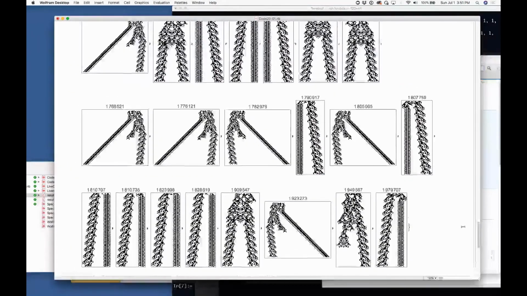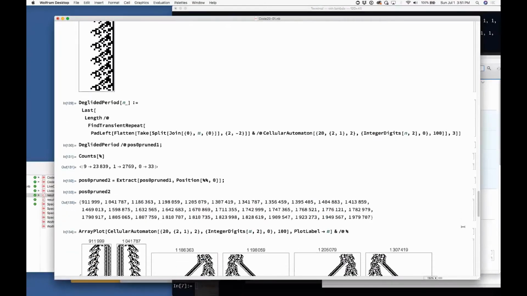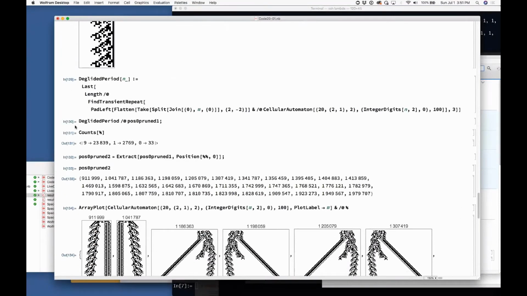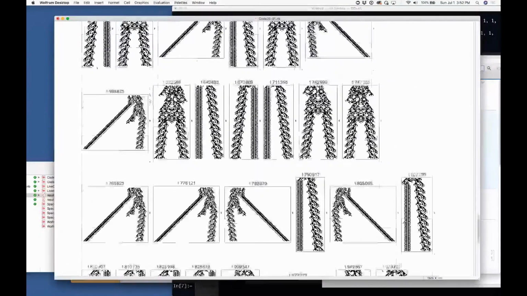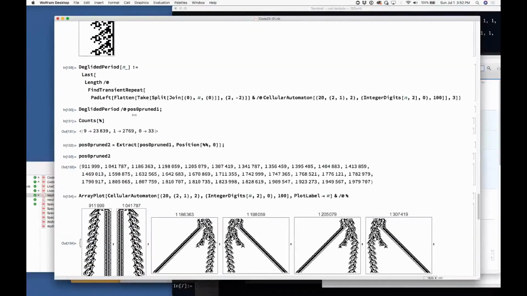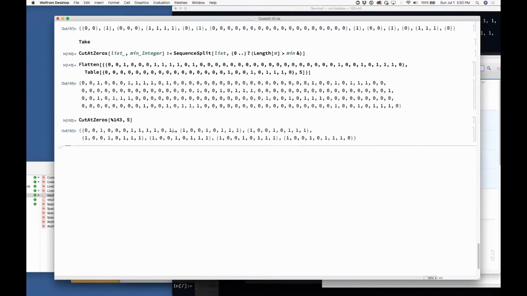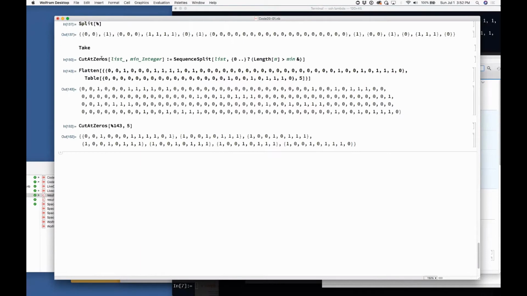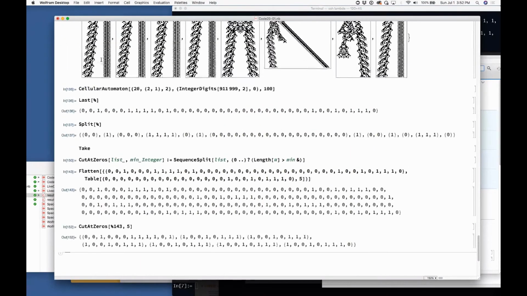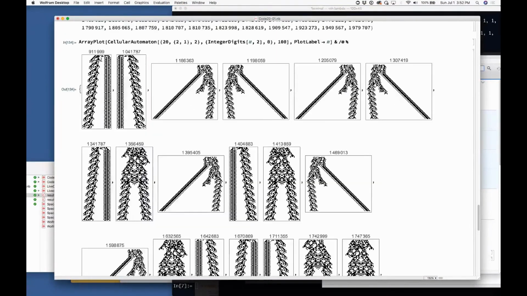So then we do the exact same thing as we did up here. So then we just ask for deglided period of, okay, so let's do, oh, and that even has those little padding things on it. So in fact, deglided period, so what we do is cut at zeros, then we do from digits 2 of that. All right, so let's take our remaining ones.